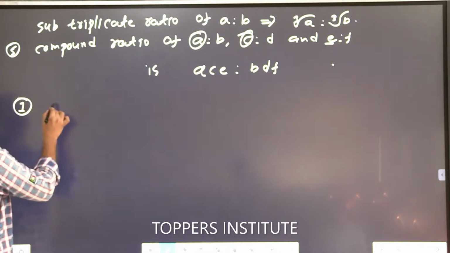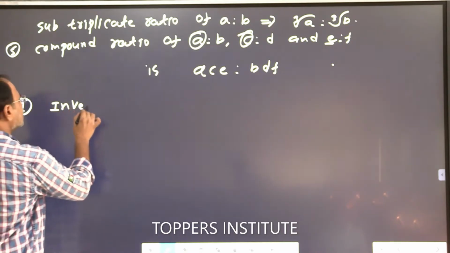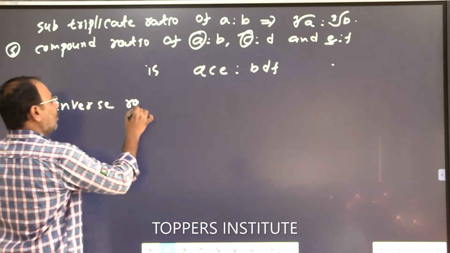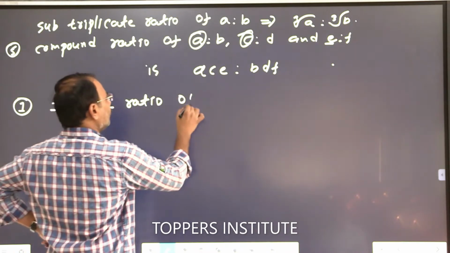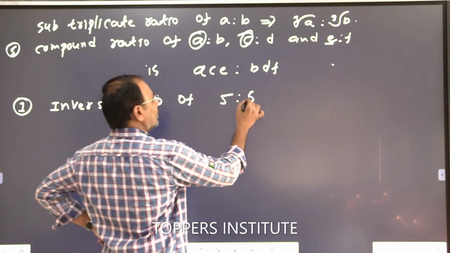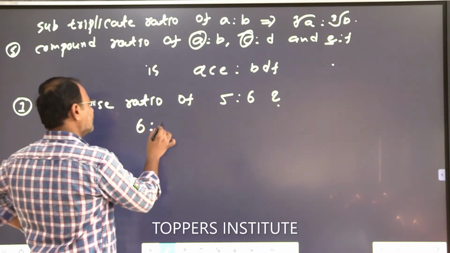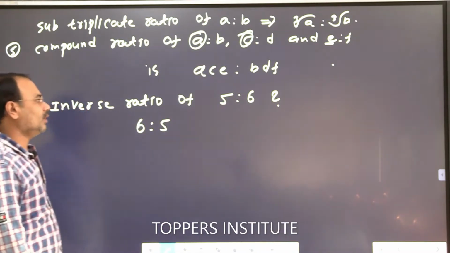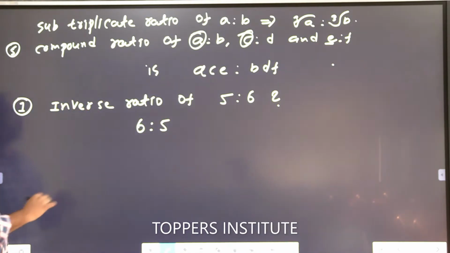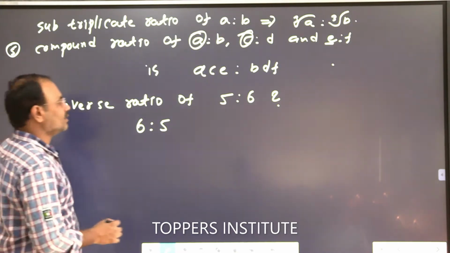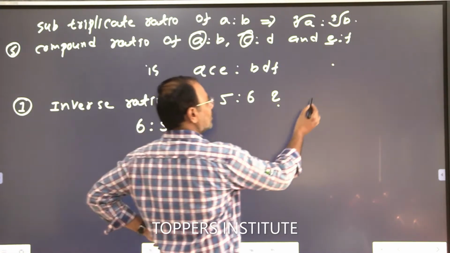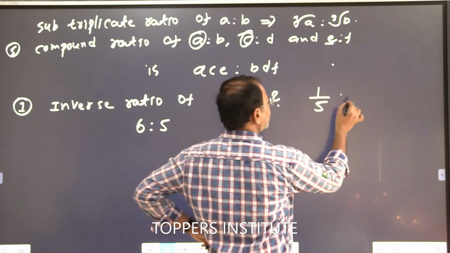So you know very well, inverse ratio of 5 is to 6. What is inverse ratio of 5 is to 6? Simply 6 is to 5. This is the answer. Of course the inverse of 5 is 1 by 5, the inverse of 6 is 1 by 6.